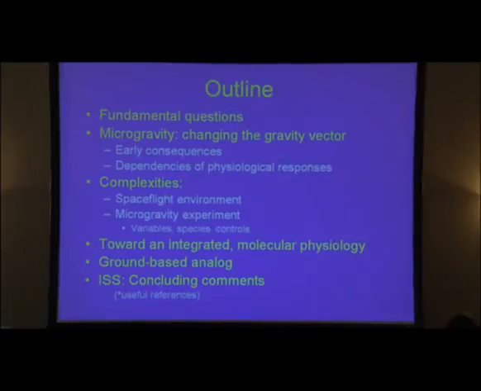I'll be talking about fundamental questions in the context of vertebrates and some general comments about what occurs when the gravity vector changes in a multicellular complex organism, such as a vertebrate, what those early consequences are and subsequent. I'll be discussing the complexities because I thought an important component of this talk would be to help define what we've been able to learn over the past few decades from animal studies and how to use that in our experimental design potentially for the station.